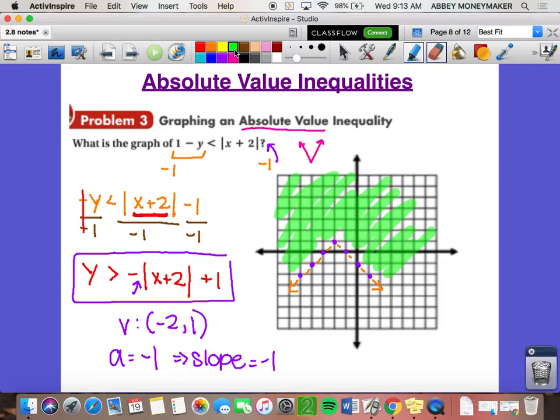If you are still having trouble figuring out how did you know that it opened down? How did you know your slope was down 1? Please ask us. The A value out front tells you your slope. That tells you which direction to go from your vertex. So my A value was negative 1, so from my vertex, I went down 1, out 1, down 1, out 1.